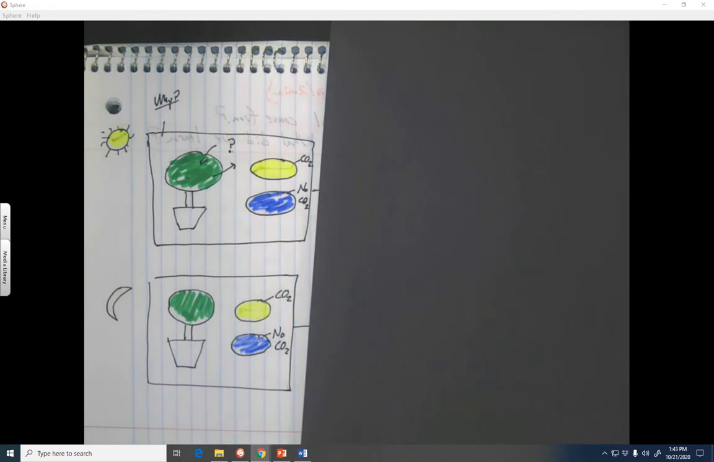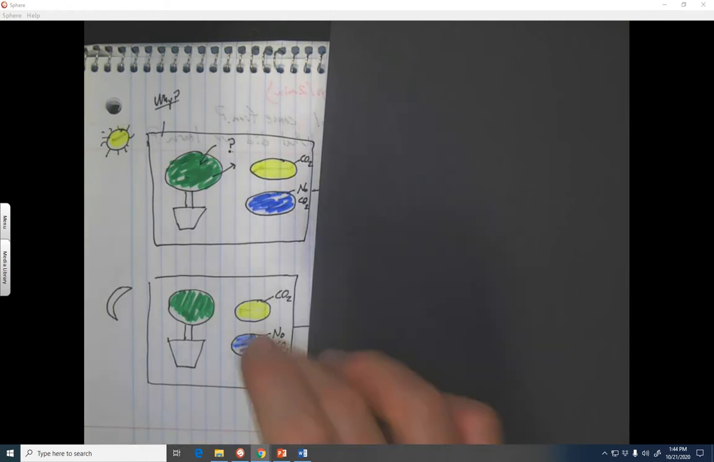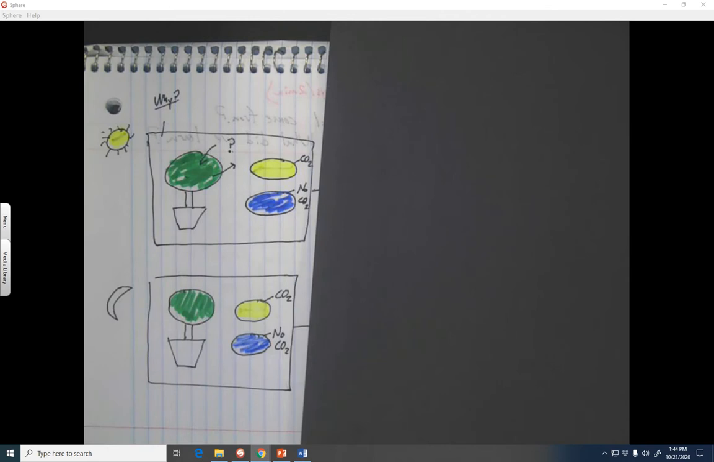The blue BTB would be low in carbon dioxide or no carbon dioxide. The yellow BTB would contain carbon dioxide. Both setups are the same. The only thing that is being changed is this experiment down here is going to be conducted in the dark, and this experiment up here is conducted in the light.